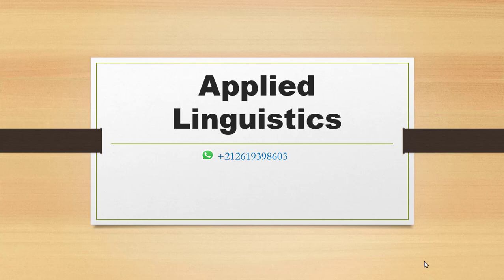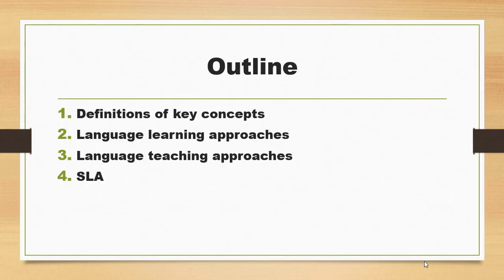Today we are going to see an introduction about applied linguistics. Okay, so the course description consists of the following. The first thing is that we are going to see definitions of key concepts. The second section is devoted to language learning approaches. The third section is devoted to language teaching approaches, and the fourth section is devoted to first and second language acquisition, theories, error analysis, etc.